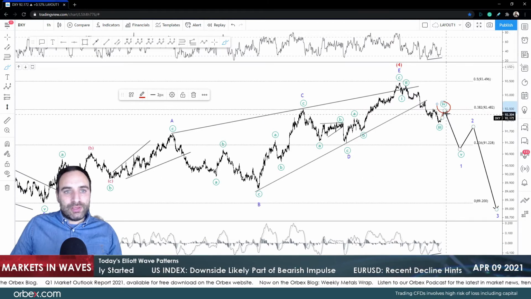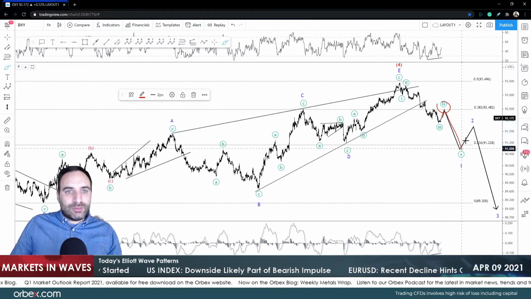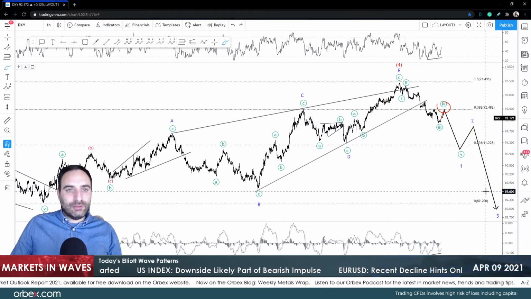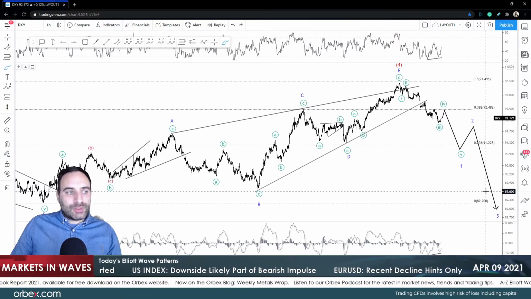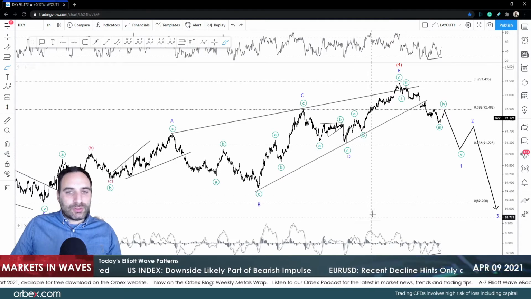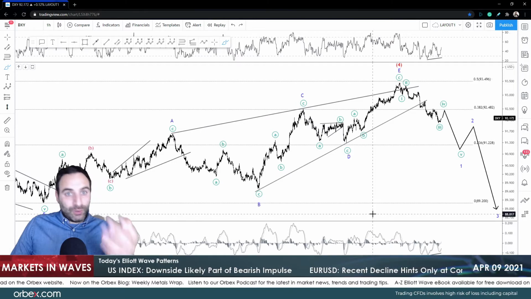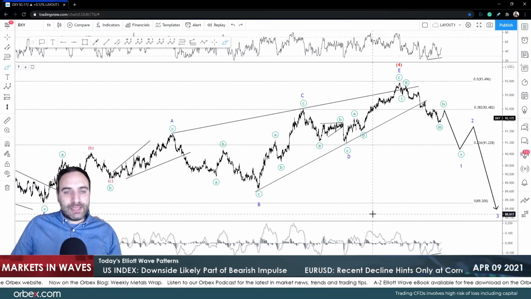the upside for wave 4, which is likely to be followed by then wave 5, then 1, 2, 3, 4, and 5 on the downside for a minor impulse that is likely to break the previous low and validate, complete the bearish cycle for a reversal to take place.